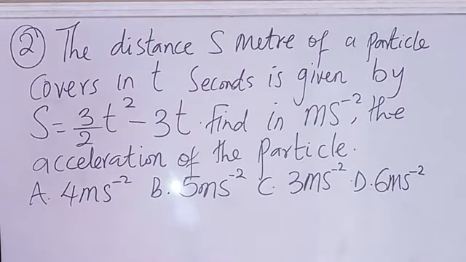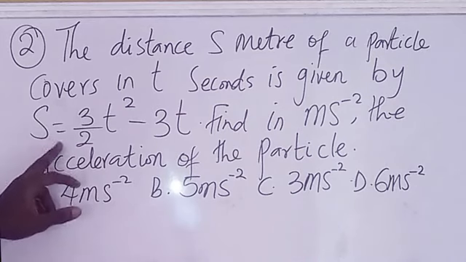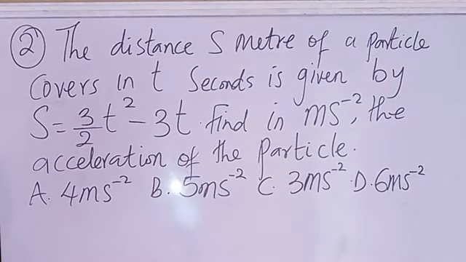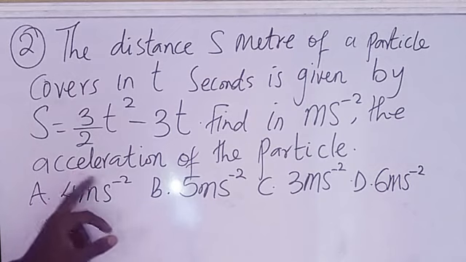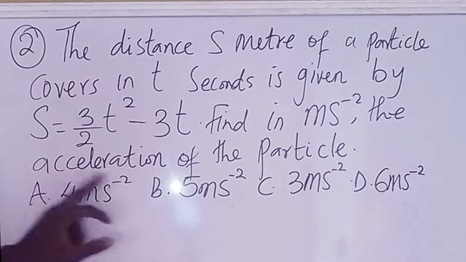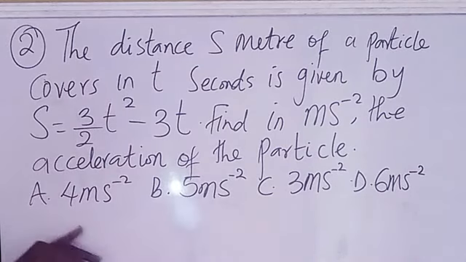The second question we're going to solve says the distance s meter a particle covers in t seconds is given by s equals 3 over 2 t squared minus 3t. Find in ms raised to power minus 2, that is meter per second square, the acceleration. Meter per second square is the unit of acceleration of the particle. Now here we are given this. I would like you to pause the video, do it yourself, then we can come back and check your result, whether it is right or not.